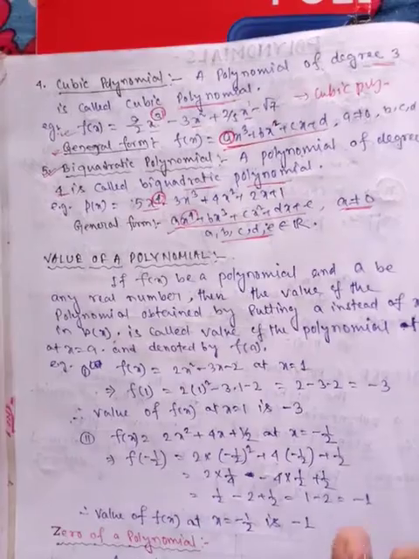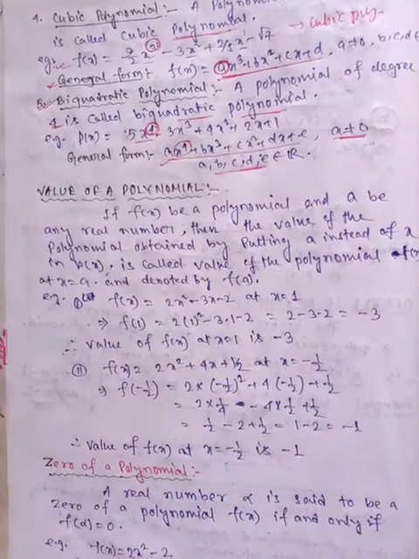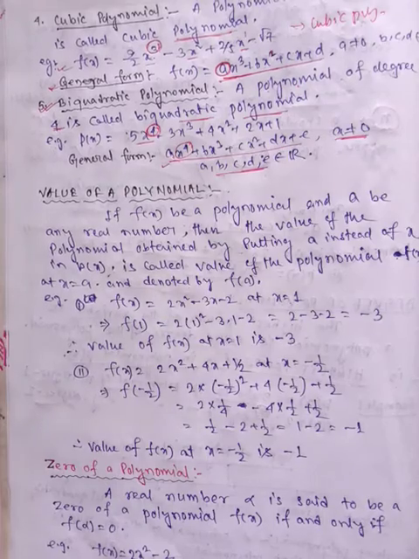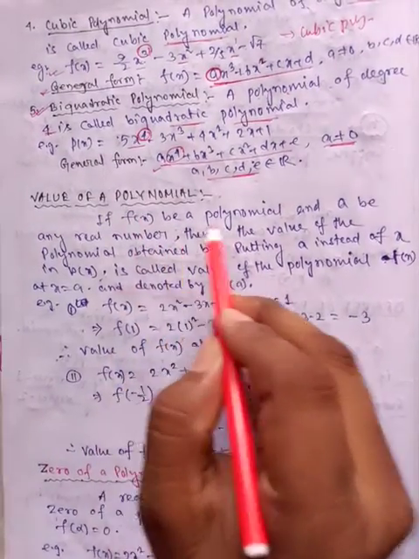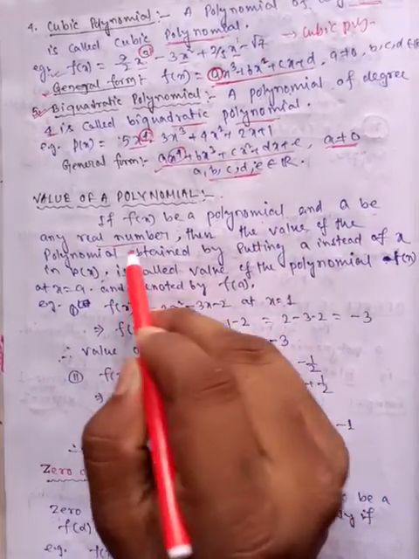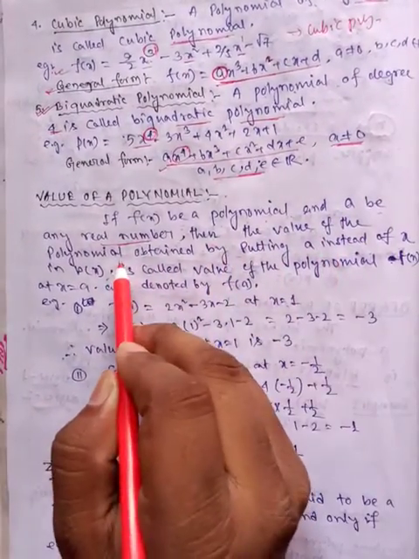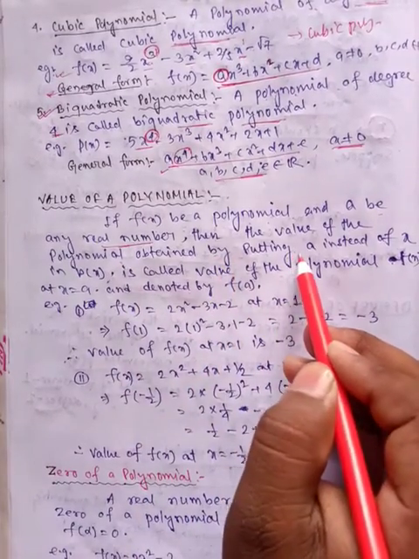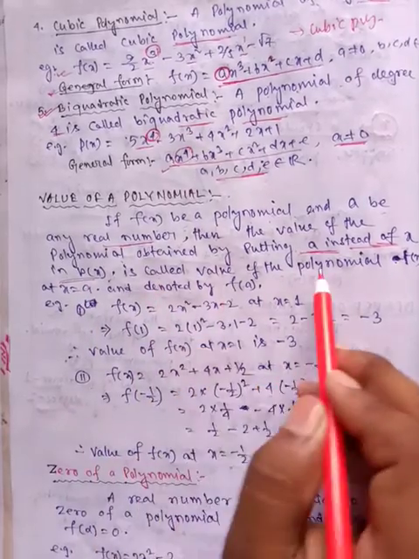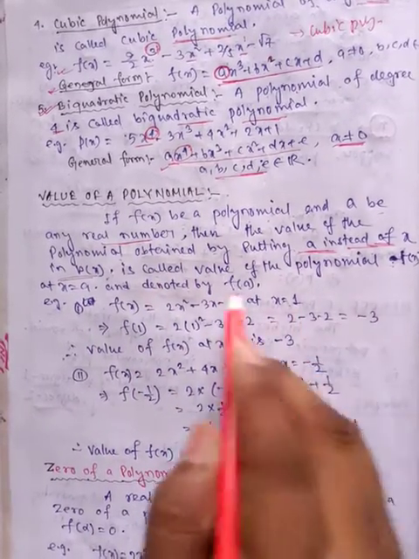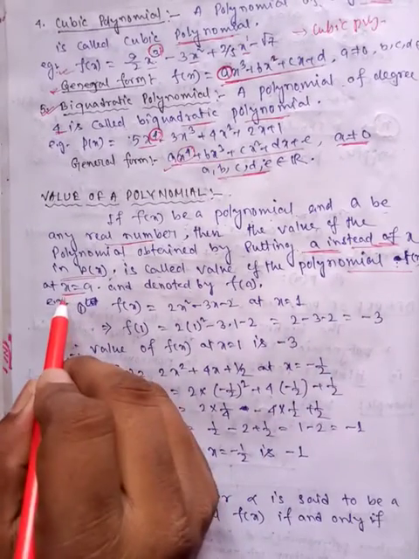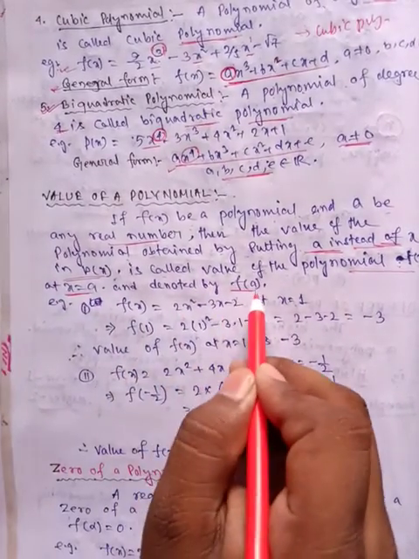Now, the value of a polynomial. The value of a polynomial means we have to find the value of the polynomial for a particular value of x. If p(x) is a polynomial and a is a real number, then the value of the polynomial obtained by putting a instead of x in p(x) is called the value of the polynomial at x equals a, and it is denoted by f of a.